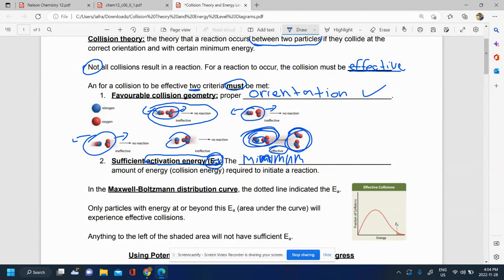So if the minimum amount of energy is present, then the favorable collision geometry will lead to a reaction. If the minimum amount of energy is not there, then it won't occur. So that energy has to be present. And we're going to take a look at how we can get that energy. But the point is that if you don't have sufficient activation energy, and if you don't have favorable collision geometry, then your collisions will not be effective, and the particles will simply bump into each other and bounce off each other without actually reacting.